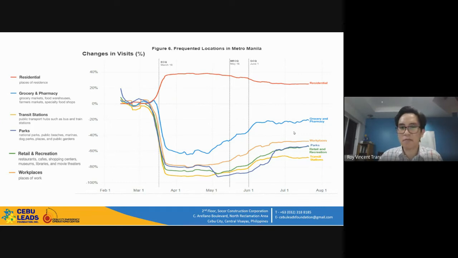Okay, frequented locations. As you might expect, most of the travel is happening to residential areas, people coming to and from work, followed by grocery and pharmacy, so buying food. Third is workplaces. Fourth is people going to parks, retail and recreation. And then fifth is the transit station. So most of it really is people moving from one place of residence to another, maybe visiting family, and then buying food, and then going to work.